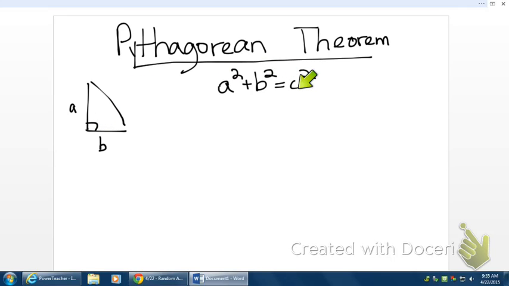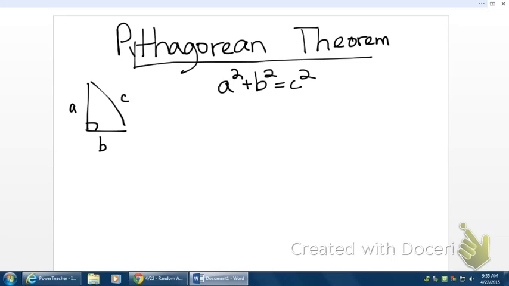Now the C, does anybody know what the word is? What it's called? Hypotenuse. Absolutely. And it is opposite the right angle. Anytime you have a side over here and it's opposite that right angle, that's considered the hypotenuse. We got the legs A and B.